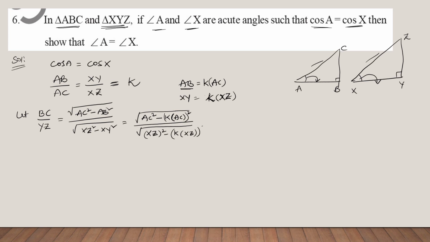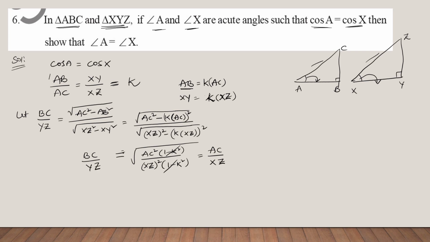Like how we have done the previous problem, here also the same thing. In the numerator I can take AC square as common, then I am going to get 1 minus K square, and in the denominator I can take XZ whole square as common, then I am going to have 1 minus K square. So 1 minus K square, 1 minus K square gets cancelled, then finally I am going to get AC by XZ. So this is nothing but the value of BC by YZ.